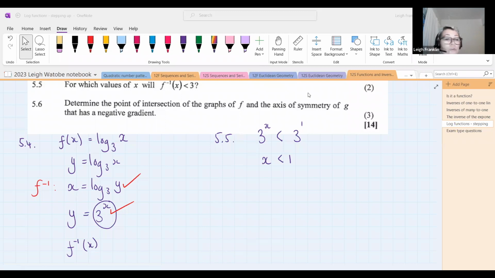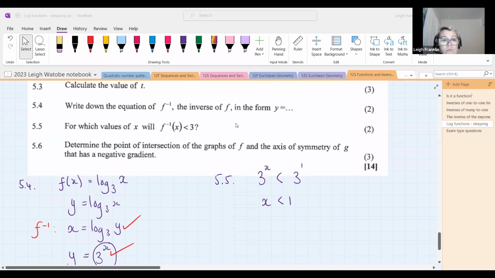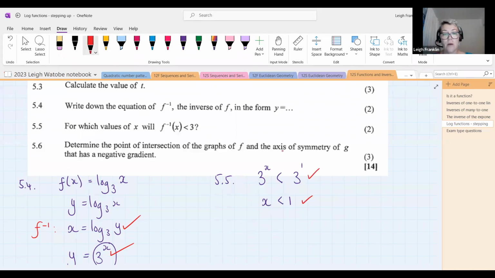We all get questions like this wrong. But if we understand what it means, then we've got a better chance of being able to get it right. Again, it's only out of 2 marks, so it's not a massive problem. There we go. Now question 5.6.